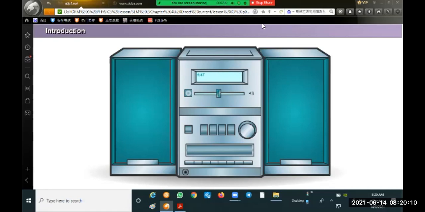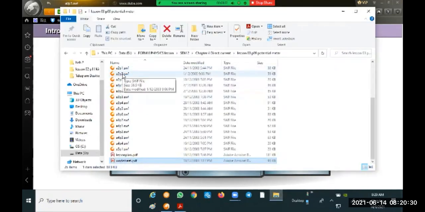This means that when the volume button is slid to the right, the volume of the music increases, but when I slide to the left, the volume of the music reduces until none. Let's go to the next slide.